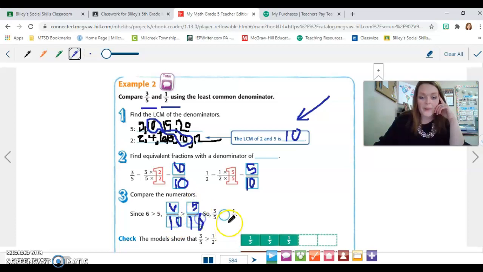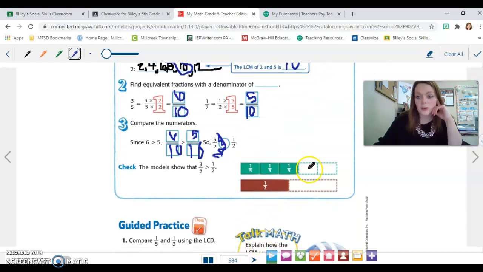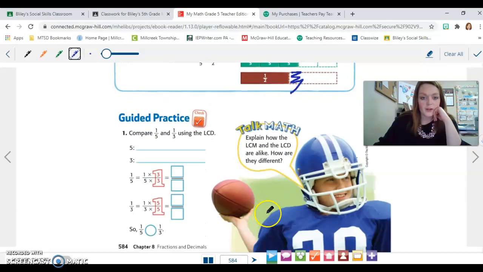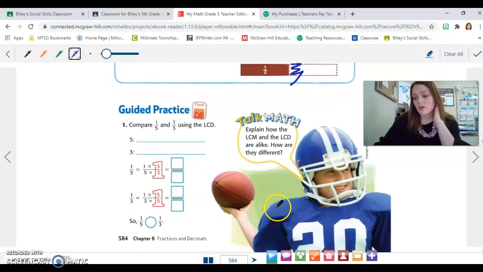So we can look back and see, is 3/5 or 1/2 larger? 3/5 is larger. We can put our alligator mouth that way, eating the larger number, because remember, the alligator wants to eat more fish. We can double check by using our fraction tiles or by drawing them out. We have 3/5, 1, 2, 3, and 1/2. As you can see, 3/5 is larger. All right, Mrs. Blythe is going to do a few more with you. I will have some independent practice for you to do as well.